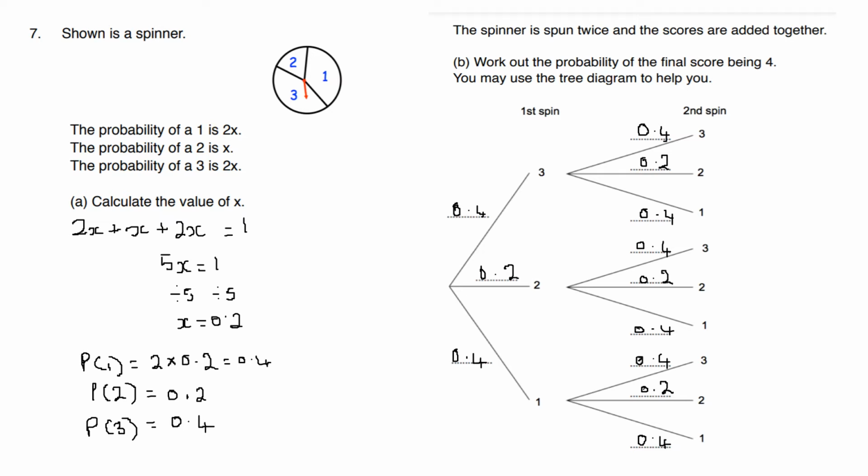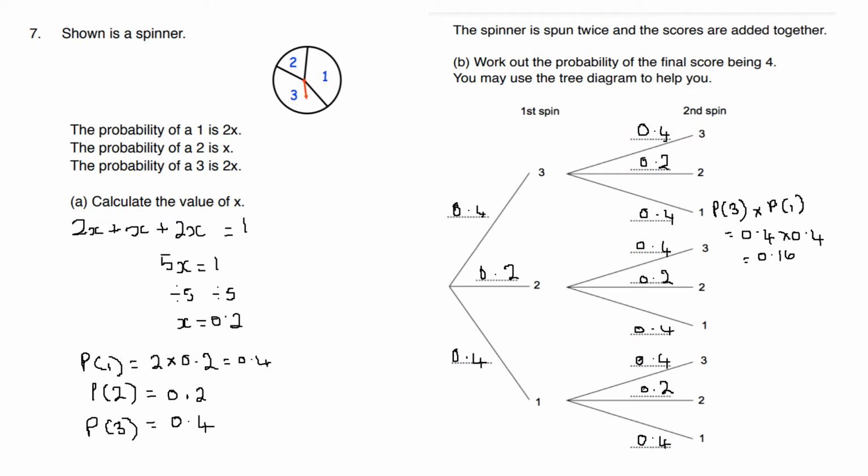Now, I'm interested in the final score being 4. So how could I get 4? Well, if I spin a 3 on the first spin, I'd need to spin a 1 on the second spin to get a 4. I'm going to use the AND rule. I need 3 and 1. So I'm going to do the probability of spinning a 3 multiplied by the probability of spinning a 1. That's going to give me 0.4 times 0.4, which will give me 0.16.